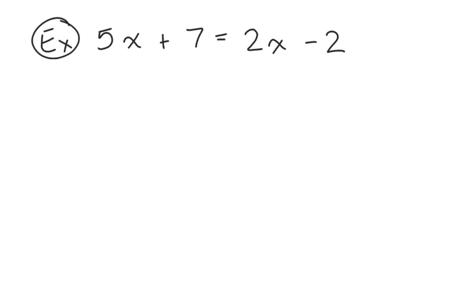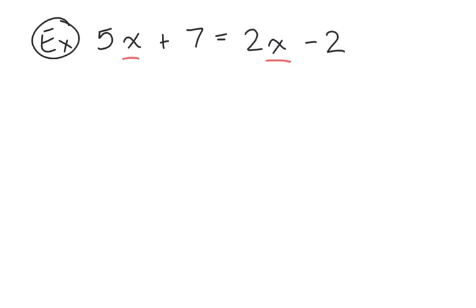I'm going to go through our last example really quickly. We have 5x plus 7 equals 2x minus 2. First thing you want to do is identify the variable. The variable we have is x. We want to isolate x. My strategy is to move all the terms which contain x to one side of the equation and all the other terms to the other side of the equation.